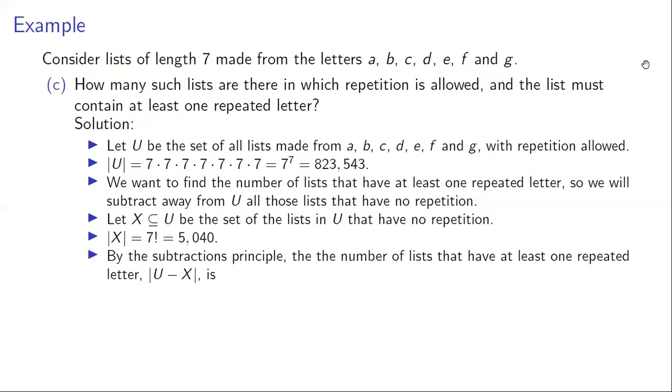By the subtraction principle, okay, this is a typo. This S should not be there. By the subtraction principle, the number of lists that have at least one repeated letter is, in other words, the cardinality of the universe minus X. In other words, everything in the universe except for those that have no repetition is the cardinality of U minus the cardinality of X. That's the subtraction principle, which gives us this result.